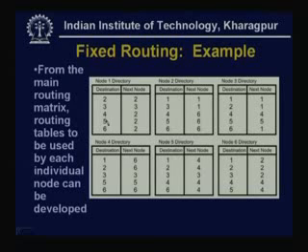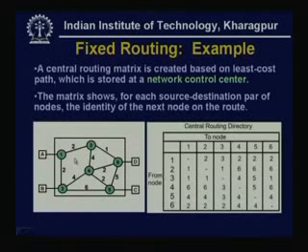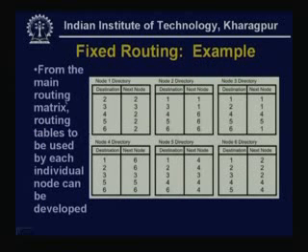If the destination is 5, it has to be forwarded to 2. As you can see, for 4, 5 and 6, if these are the destination nodes, the packets are to be forwarded to node 2 in all the cases. This is quite evident from this topology. So in this way, from the main routing matrix, routing tables are used by each individual node. These routing tables can be developed and kept in each of these nodes. So this is a distributed routing algorithm.